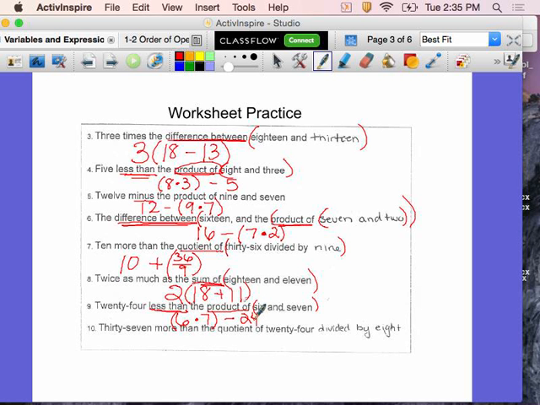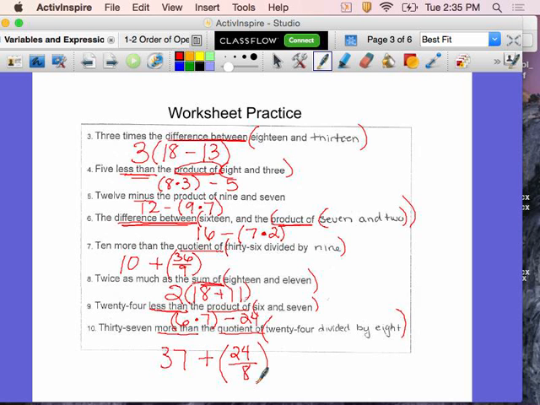37 more than the quotient of 24 divided by 8. So 37 more than is add, quotient of is division and parenthesis. So 37 plus, more than, so plus, quotient, so parenthesis, 24 divided by 8.